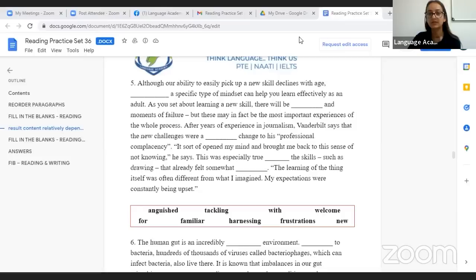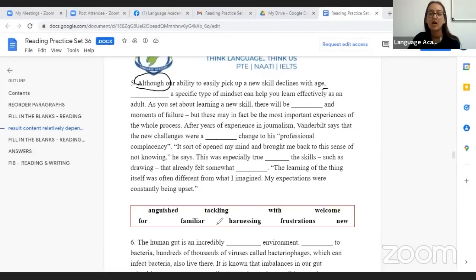The first sentence starts with although. Those who are putting with after the comma, learn the use of although. When the sentence starts with although, that means there should be two parts in the sentence, one positive and one negative. So after comma, you cannot say with there. You do not have to connect them. If you put with, you are connecting them. So this says, although our ability to easily pick up a new skill declines with age, dash a specific type of mindset can help you learn effectively.